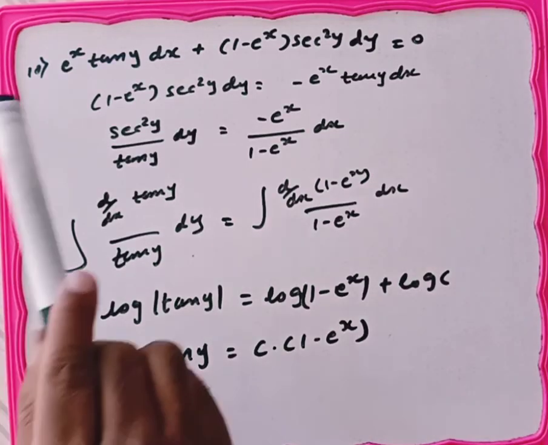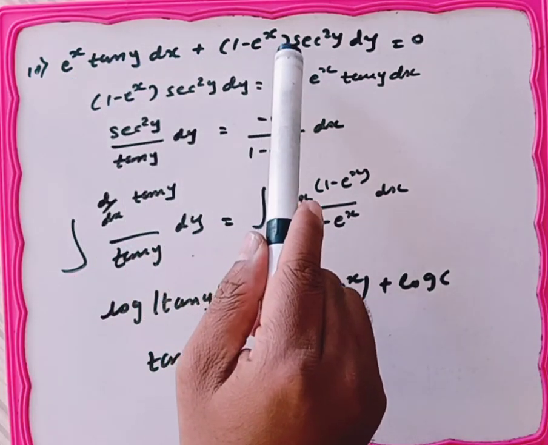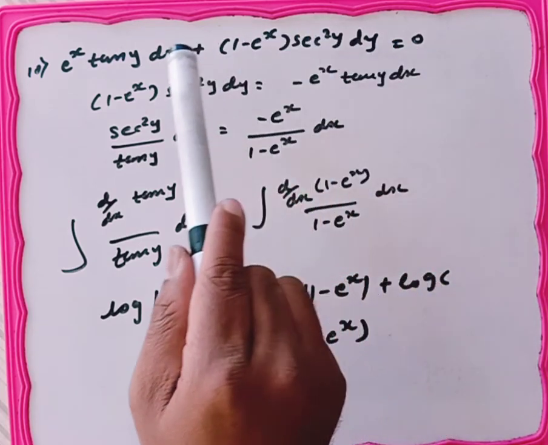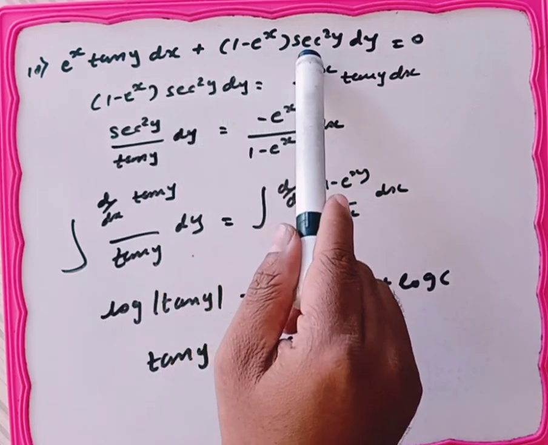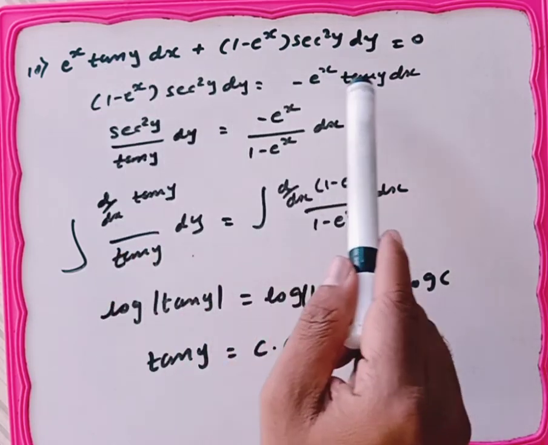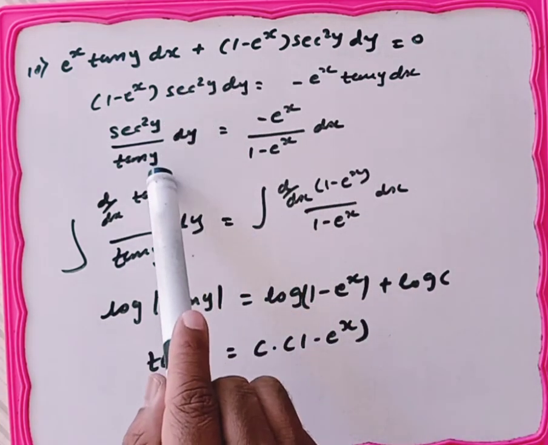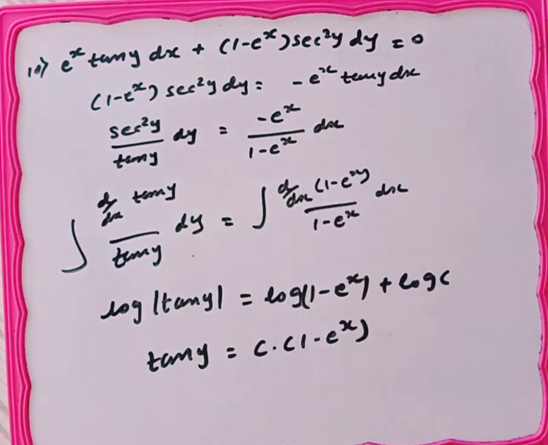The 10th question, we have e raised to x tan y dx plus (1 minus e raised to x) sec square y dy equals 0. So we can write (1 minus e raised to x) sec square y dy equals minus e raised to x tan y dx. So we separate the variables, then sec square y upon tan y dy equals minus e raised to x upon 1 minus e raised to x dx.